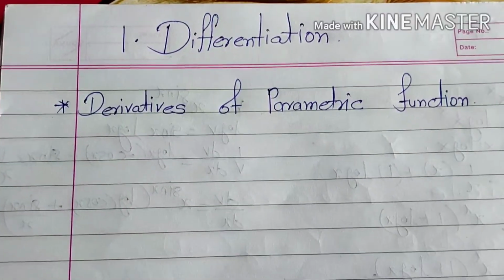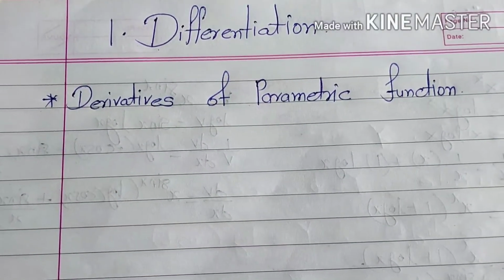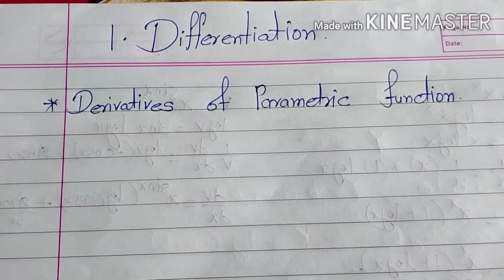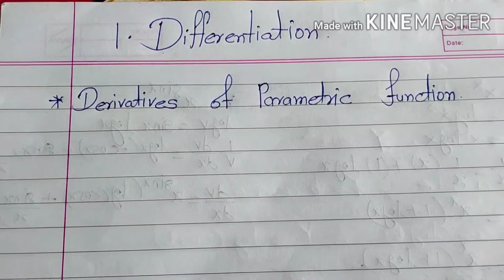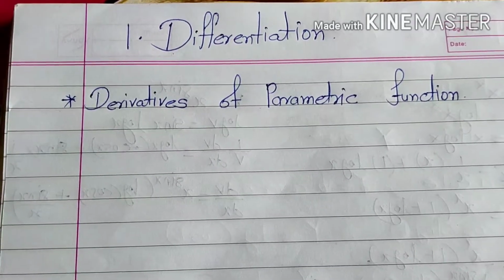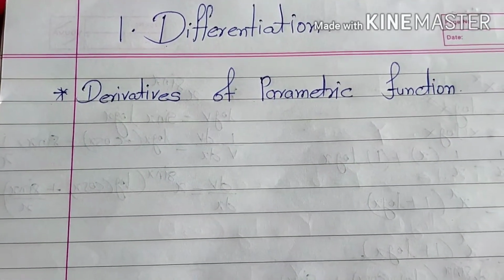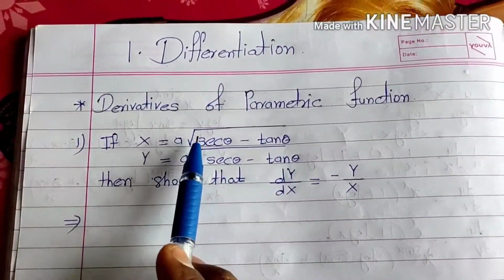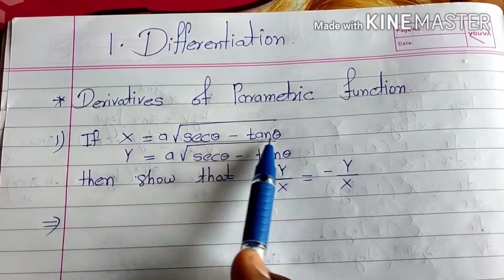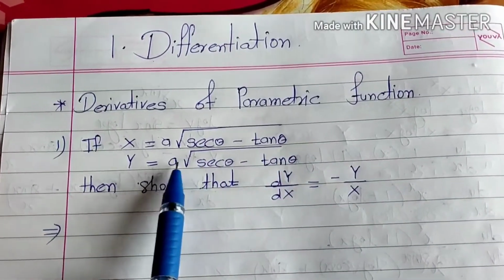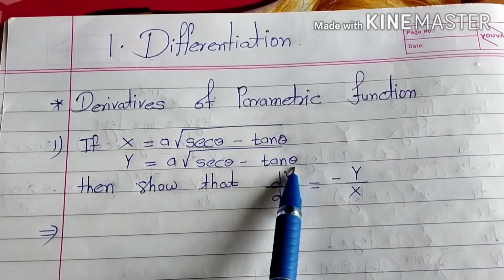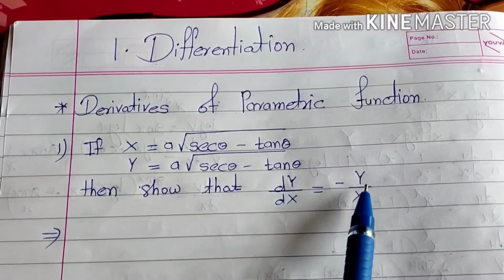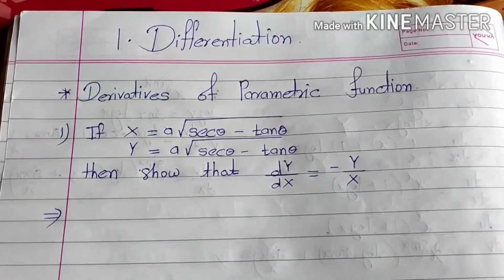Hello students, in the last lecture we discussed derivatives of parametric functions. Now there are also some examples on it which we have to see. So the first example is: if x is equal to a under root of sec theta minus tan theta, y is equal to a under root of sec theta minus tan theta, then we have to show that dy by dx is equal to minus y upon x.